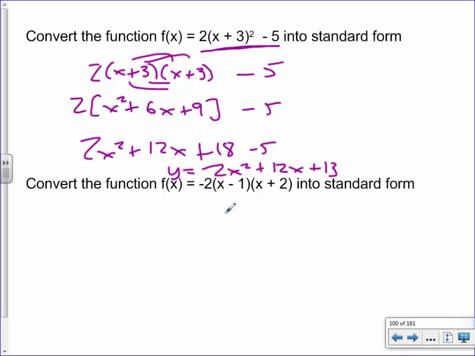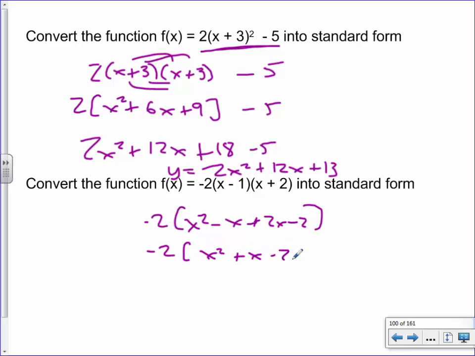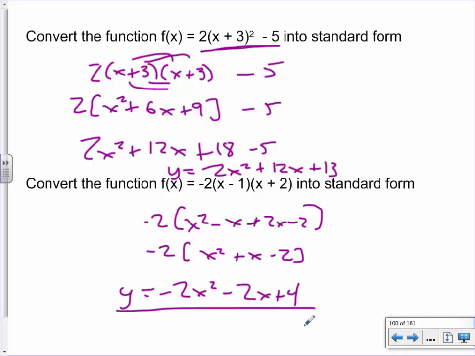But if I want to put this into standard form, then I should FOIL it out some more. So minus 2, and then I'm just going to FOIL the thing. You get x squared minus x plus 2x minus 2. So it's minus 2x squared minus 2x plus 4. There, now it's in standard form. Is that too fast? I guess we'll follow that.